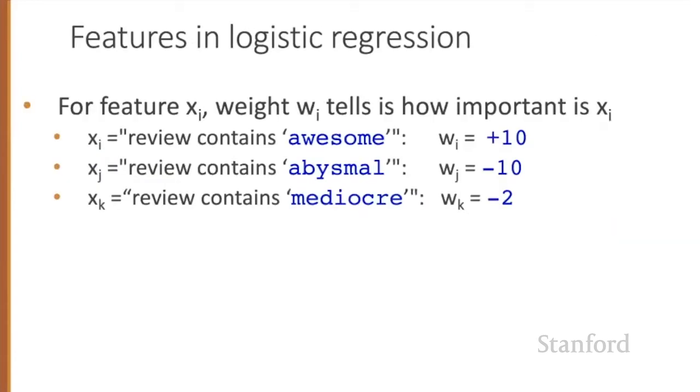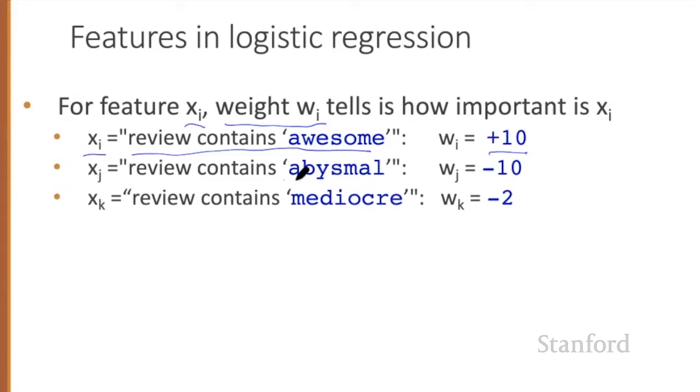In logistic regression, we're going to make use of features. Each feature x sub i is a feature expressing some fact about the text, and it's going to have a weight, w sub i, that tells us how important x sub i is to that classification decision. So imagine that one feature, x sub i, might be the review contains the word awesome. And let's say the weight w sub i is plus 10, suggesting that for a sentiment classifier, having the word awesome is a highly weighted positive cue toward the review being positive sentiment.